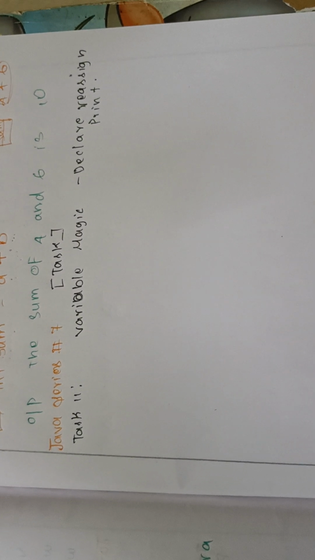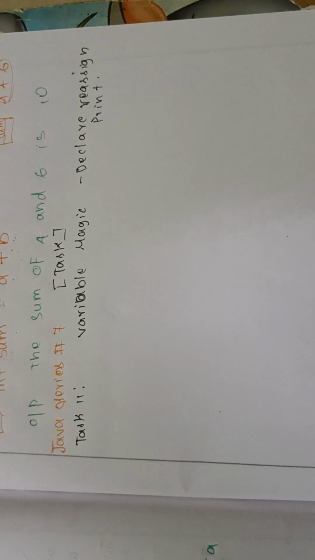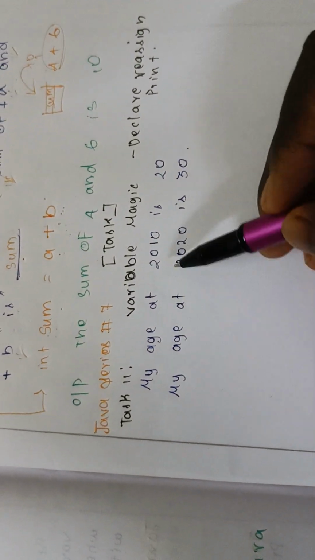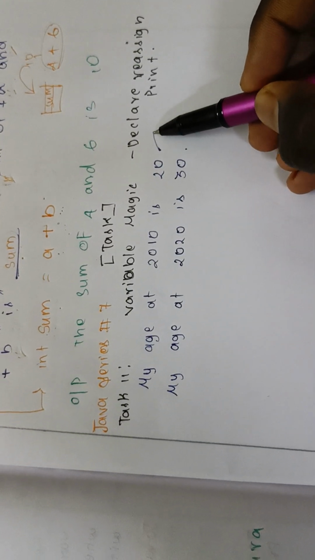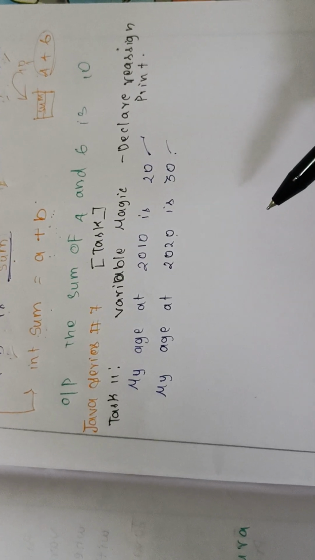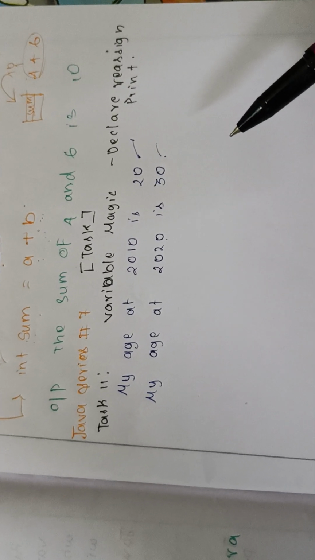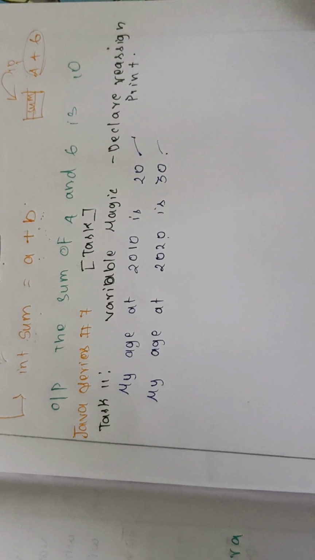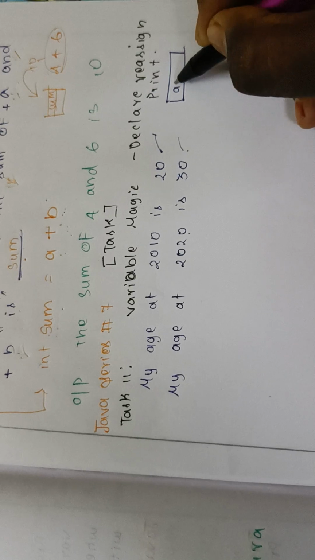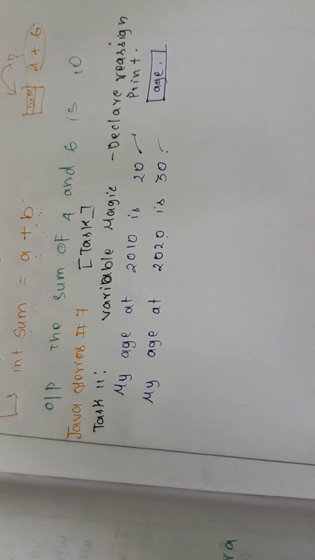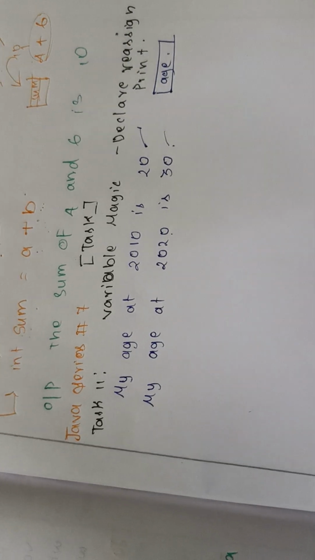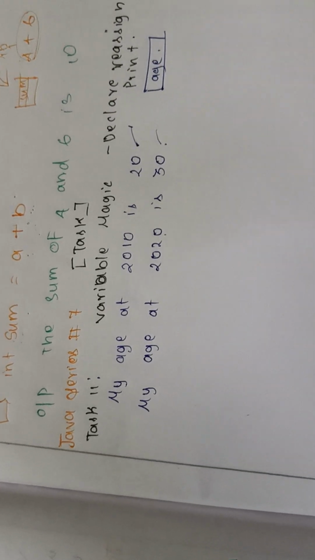For example, my expected output should be this: My age in 2010 is 20, and then you have to update it: My age in 2020 is 30. But you should not make a new variable. You have to use a variable age only. You have to use only one variable. Here you have to use the reassigning method.